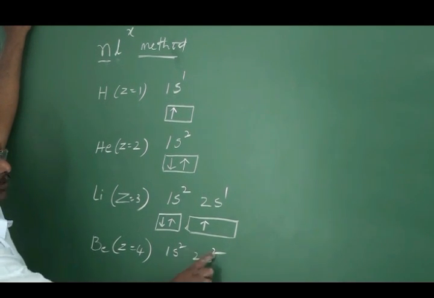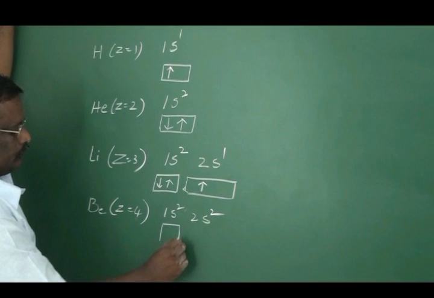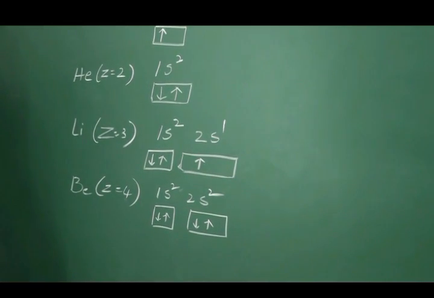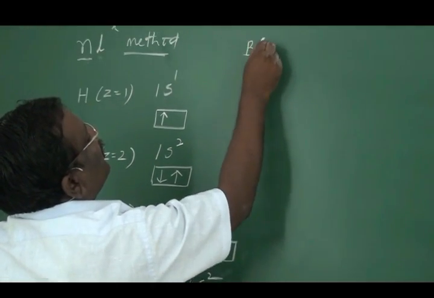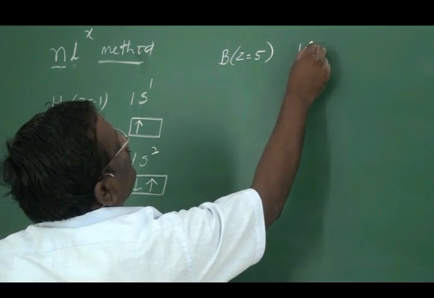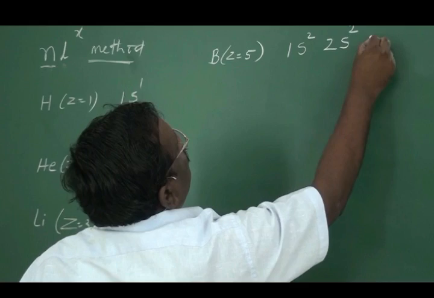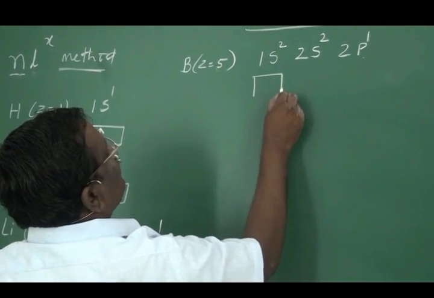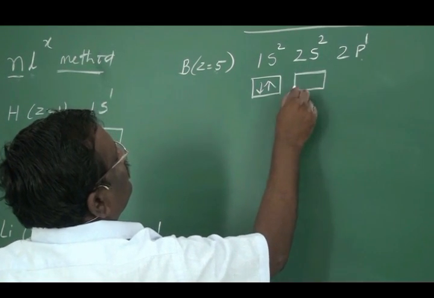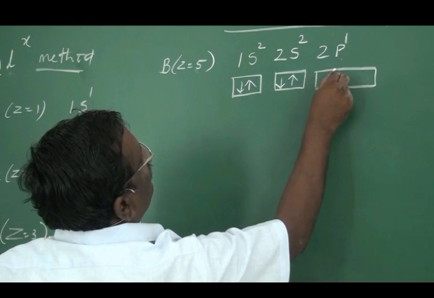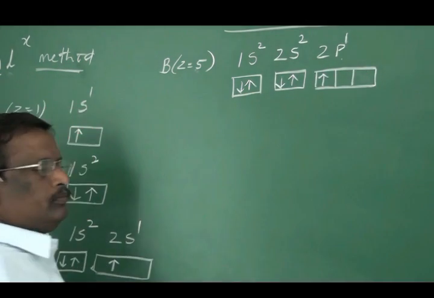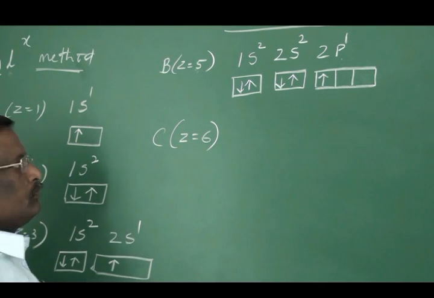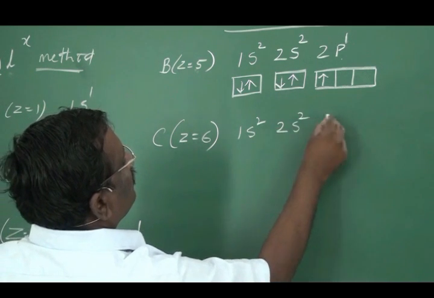The sum of these powers is equal to atomic number. So 1s2, 2s2. Next, boron. Atomic number is 5. Its electronic configuration can be written as 1s2, 2s2, 2p1. 2 plus 2, 4, 4 plus 1, 5. And it can be represented like this. Then carbon. 1s2, 2s2, 2p2.